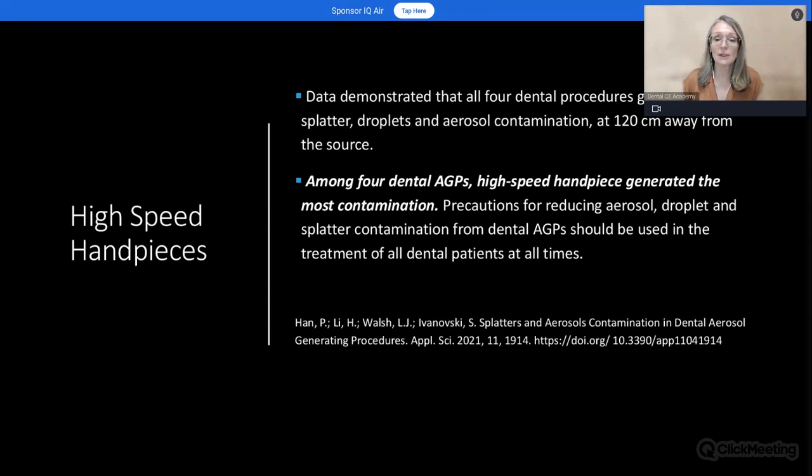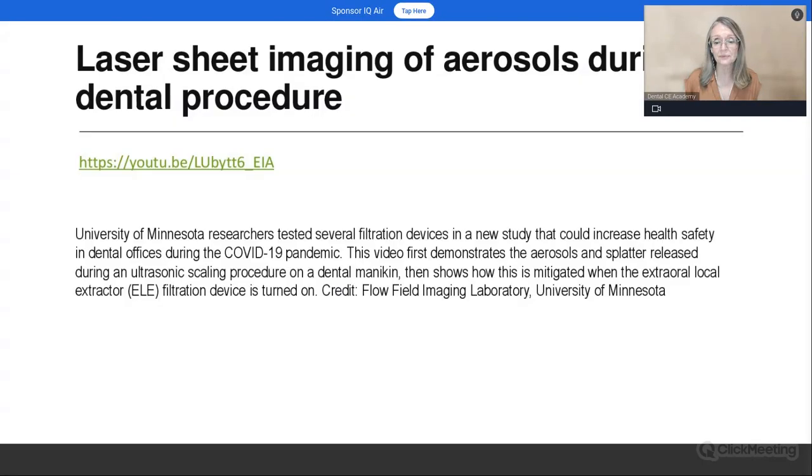High-speed handpieces: data demonstrated here that all 4 dental procedures tested in this particular study generated spatter, droplets, and aerosol contamination up to 120 centimeters away from the source. And among the 4 AGPs, aerosol generating procedures, the high-speed handpiece generated the most contamination. So we have to have precautions in place to reduce the aerosol, droplet and spatter contamination during our dental procedures, and they should be used in the treatment of all dental patients at all times.